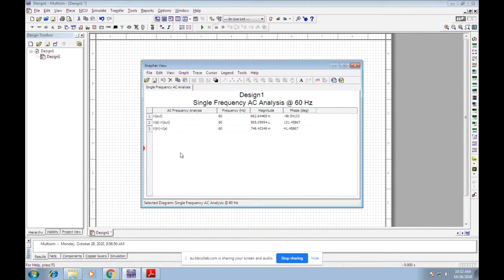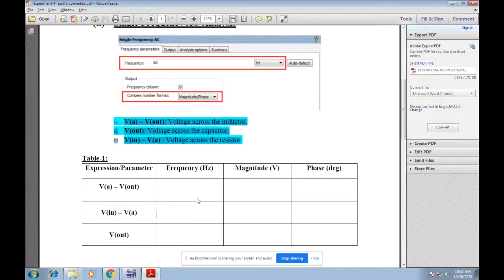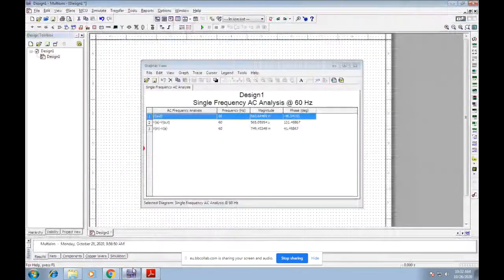Once you click on simulate, the single frequency analysis will appear. These are the results for single frequency analysis. The first result is for V out. For V out, the frequency is 60. This is the magnitude, this is the phase. So you have to complete the table. For all three parameters, you have to write the frequency, magnitude, and phase. They will be available over here after you click on the simulate option.